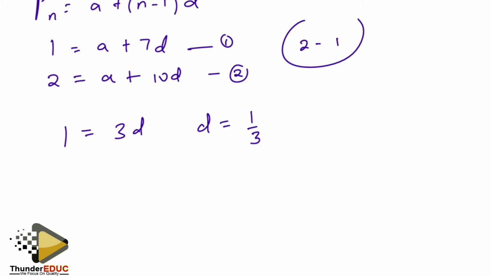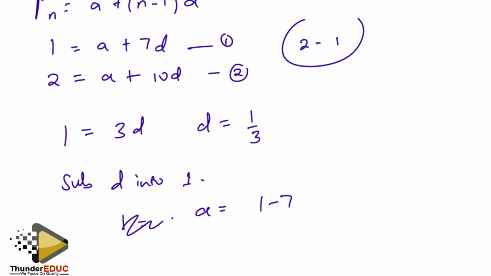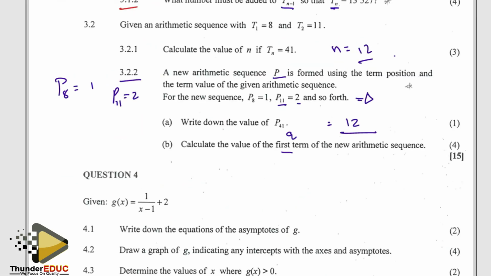The question wants the a value, so I can use equation 1. Substitute d into equation 1. So 1 is equal to, why don't I just say that a is equal to 1 minus 7d straight away. So 1 minus 7 times a third, which is 7 over 3. What a value are we getting? I'm getting negative 4 over 3. So that is the a value that I end up with. That is 3.2.2 part B.